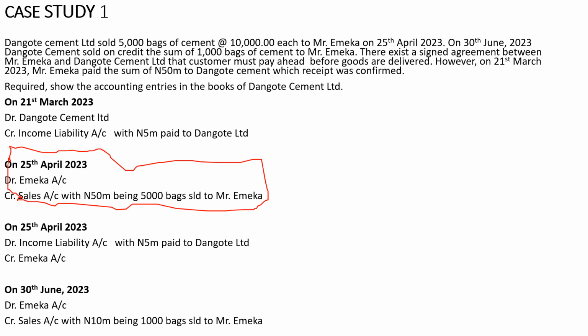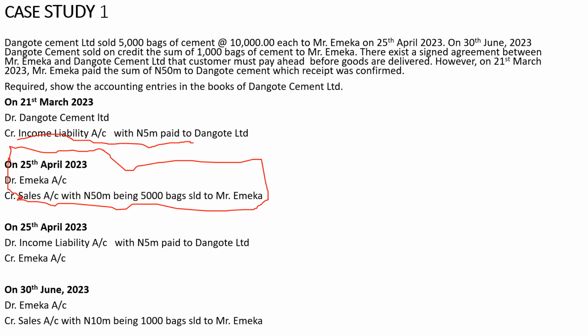Now, what this means is, take a look at this income liability account. What does this mean? Under IFRS 15, the rule says that when a customer transfers money to you ahead and you are yet to satisfy your performance obligation, you must recognize that money as an income liability, because the performance obligation for that money received has not been met.